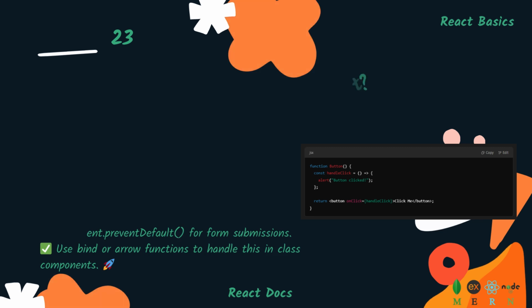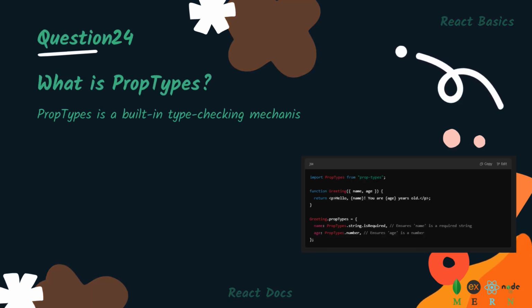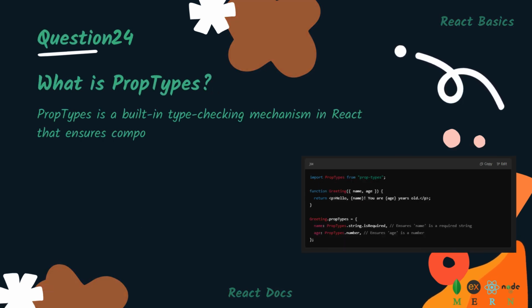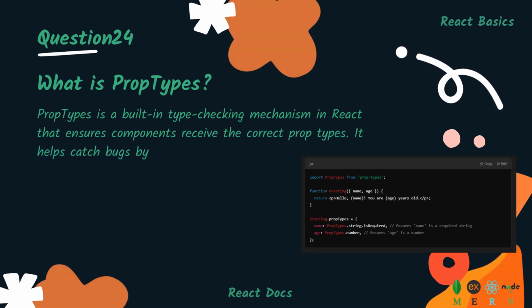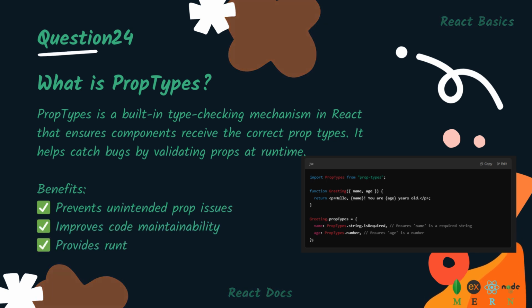What is PropTypes? PropTypes is a built-in type checking mechanism in React that ensures components receive the correct prop types. It helps catch bugs by validating props at runtime. Benefits: prevents unintended prop issues, improves code maintainability, provides runtime warnings in development.